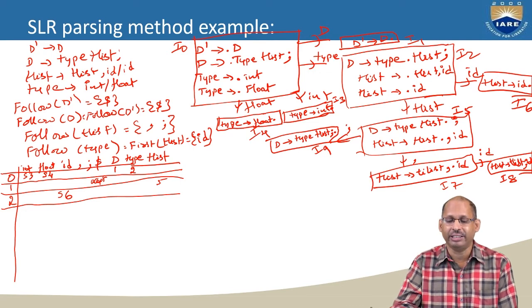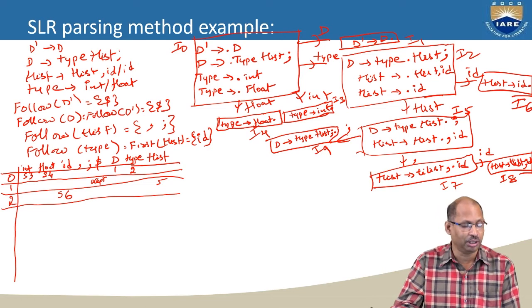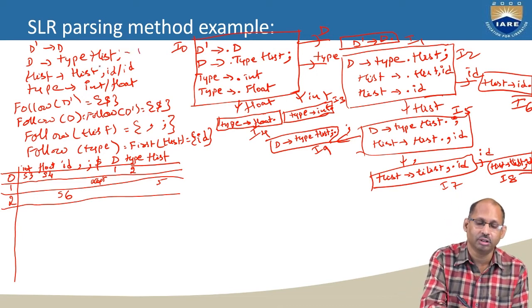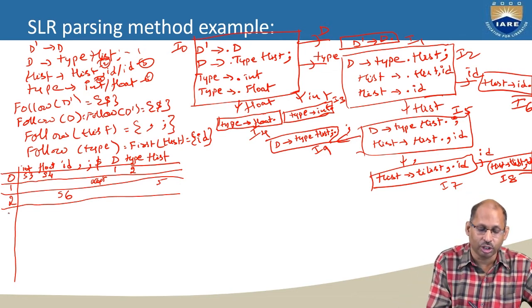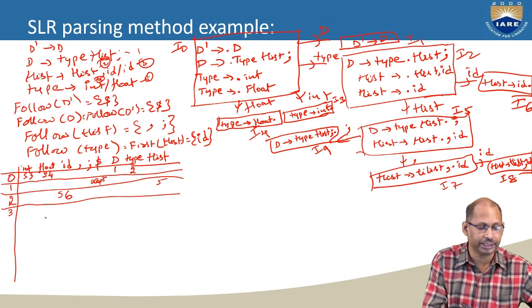I3 is dot end. What is the follow of type? ID. What is the production number? The production number is 4, right? 1, 2, 3, 4. This is 1, this is 2, this is 3, this is 4. These are the 5 productions. So in the third row, for the third state, on ID, reduce production number 4.